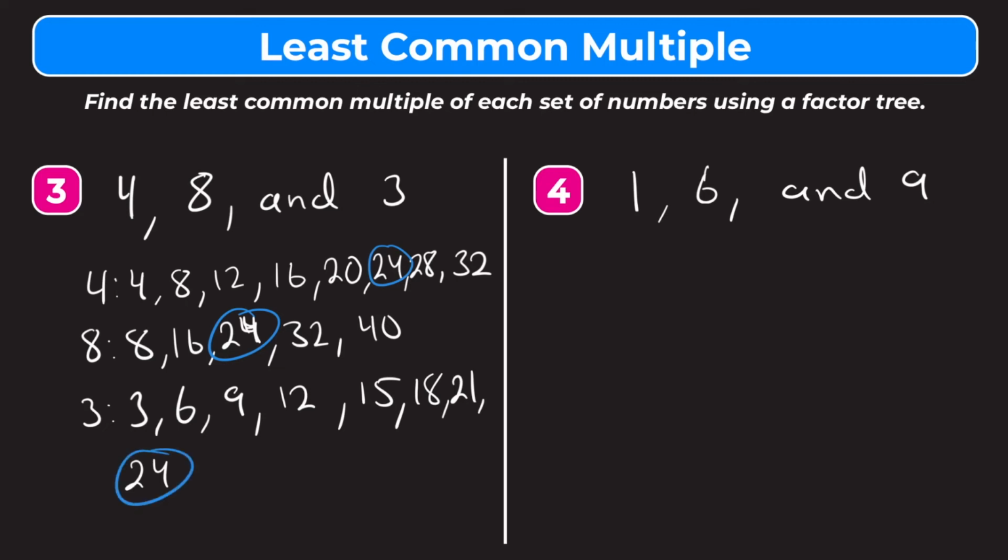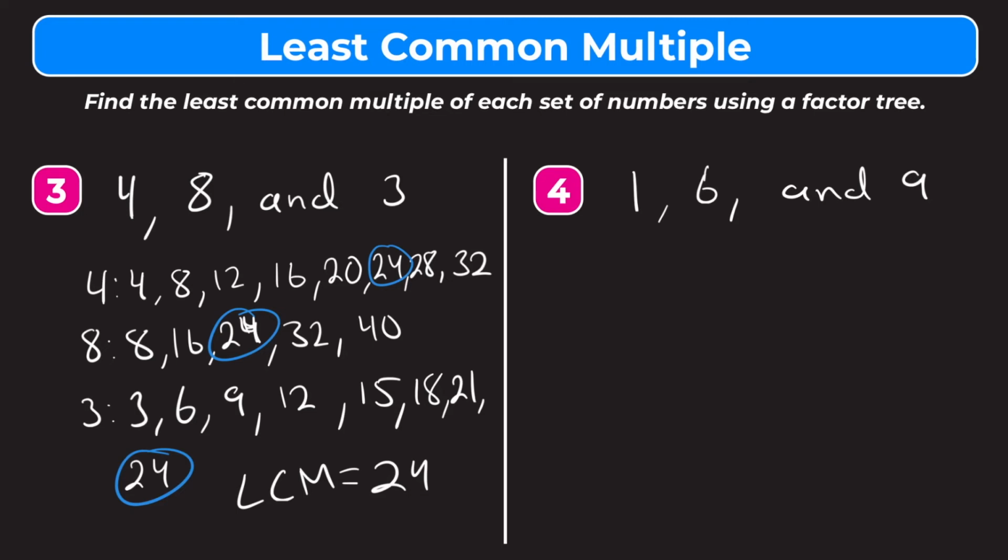So as you can see, the tip to start with the lower numbers paid off here, because if we had started with 8, we would have done a little bit of unnecessary work. It's not the end of the world, but it can save you some time. So that means that the answer to what's the least common multiple between 4, 8, and 3 is 24. Let's try number 4.